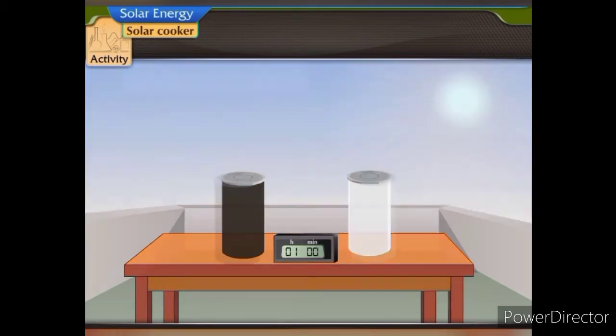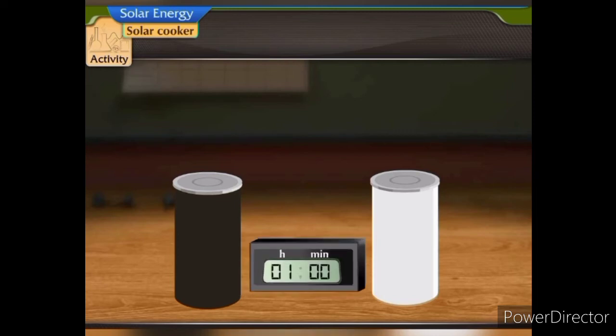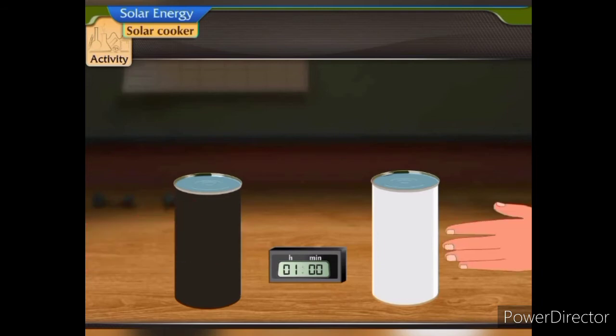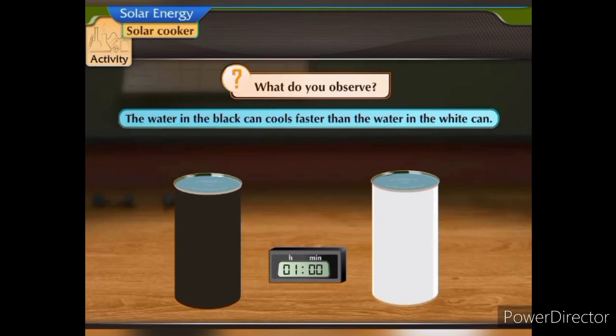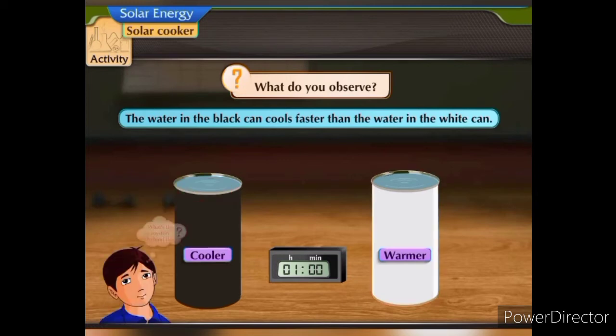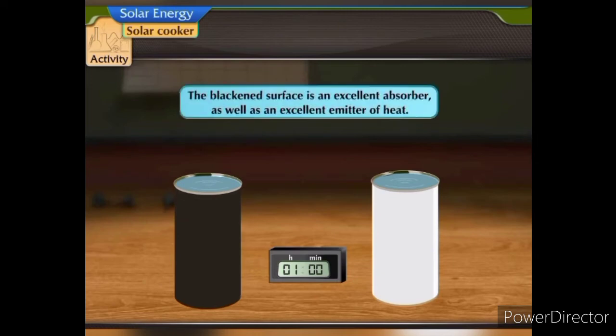Now, keep the same cans in shade for an hour. Touch the water in the cans. What do you observe? You will observe that the water in the black can cools faster than the water in the white can. What is the mystery behind this? Well, this is because the blackened surface is an excellent absorber as well as an excellent emitter of heat. Many solar devices use this principle for their working.